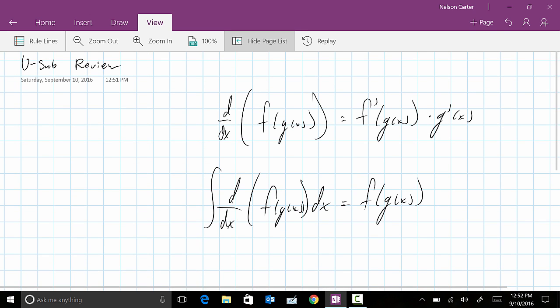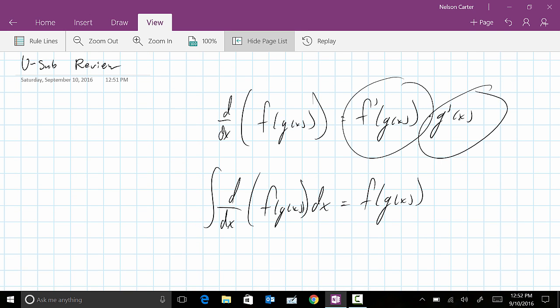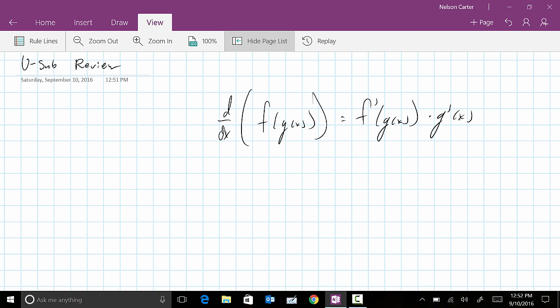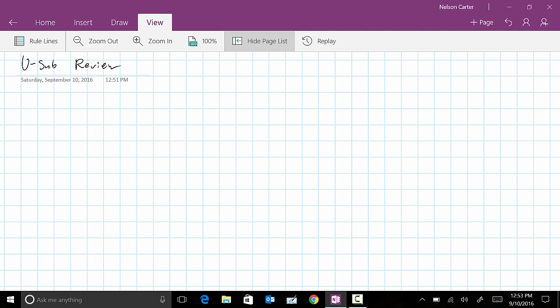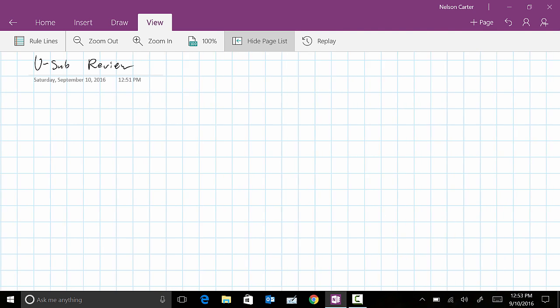If you see the product of something and its derivative, then that means you need to use a U-substitution. The product of something and basically its derivative. That's the idea. If you see the product of something and its derivative, then you can use a U-substitution. Okay, so let me show you what I mean.